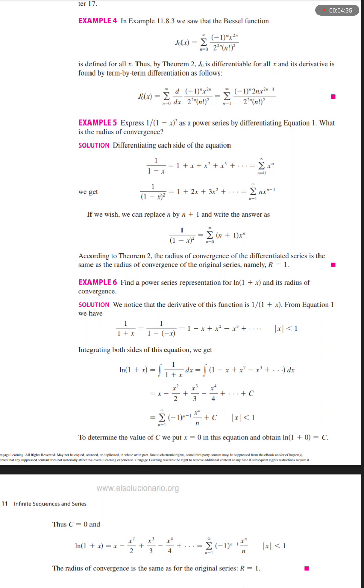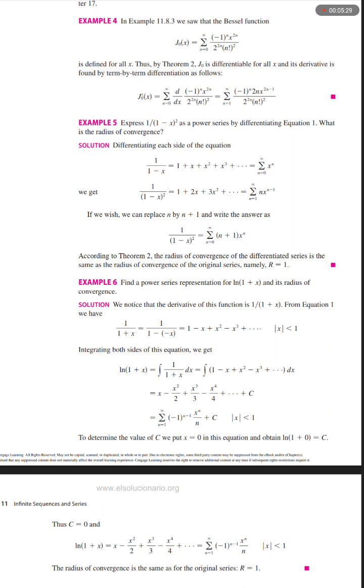Integrating both sides of this equation, we get the natural log of (1 plus x) equals the integral of 1 over 1 plus x dx equals the integral of (1 minus x plus x squared minus x cubed plus ellipsis) dx equals x minus x squared over 2 plus x cubed over 3 minus x to the 4th over 4 plus ellipsis plus C equals the sum from n equals 1 to infinity of (-1)^(n-1) times x^n over n plus C, the absolute value of x less than 1.